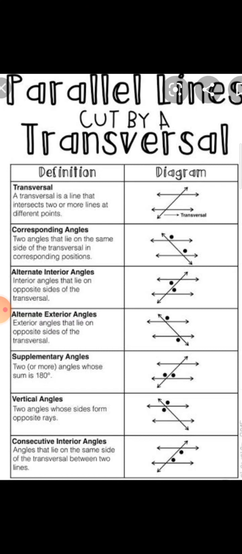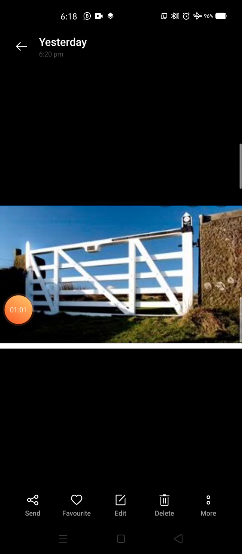A transversal is a line that intersects two or more lines at different points. Now, as you can see in the diagram, two lines are parallel and one slanting line is intersecting these two lines. So, this slanting line will be the transversal line. So, this is the meaning of transversal line.